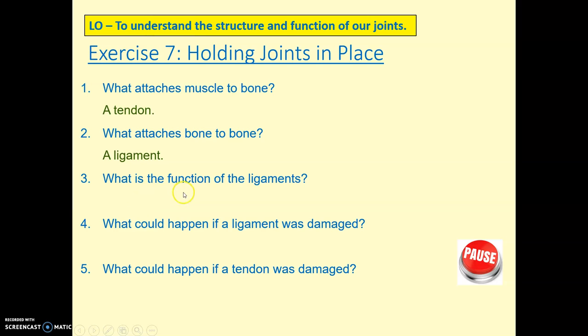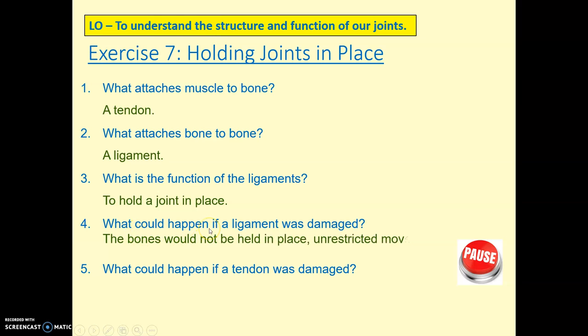Number 3, what is the function of the ligament? So what do the ligaments do? They hold the joint in place so it doesn't move or get distorted in any way. Okay, question 4, what could happen if a ligament was damaged? If that ligament was damaged, the bones would not be held in place. Unrestricted movement of the joint could damage the ligaments and tendons. So the key point here is the bones will not be held in place.